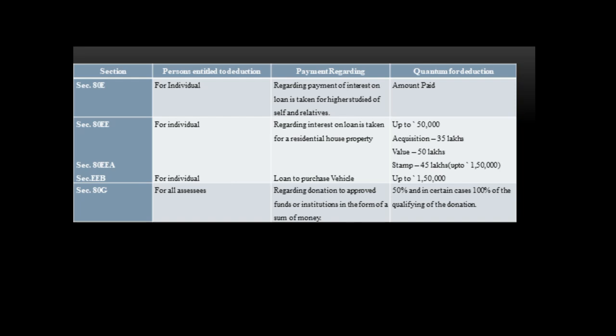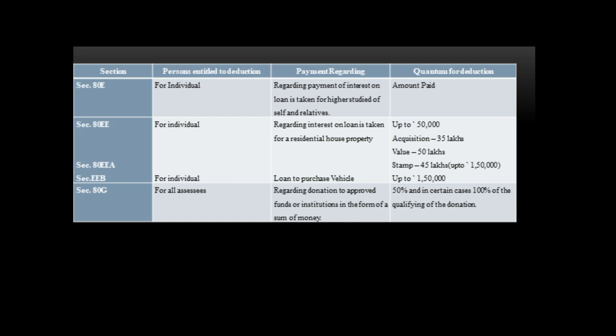Next one, no limit with 50% deduction. The donations contributed towards Jawaharlal Nehru Memorial Fund, Prime Minister Drought Relief Fund, Indira Gandhi Memorial Trust, and Rajiv Gandhi Foundation will be eligible for no limit with 50%.